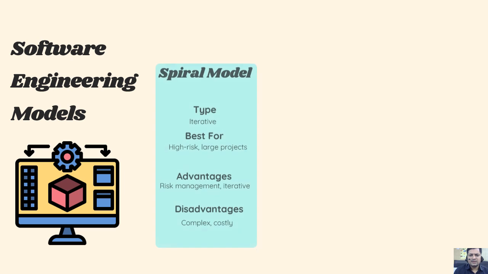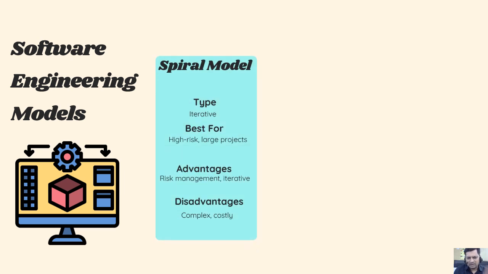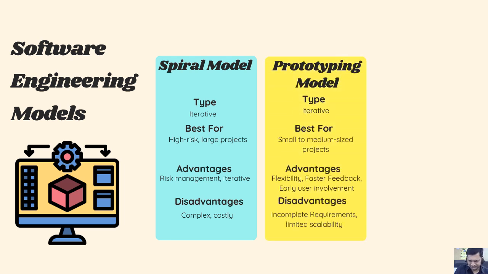In the next part, we are covering spiral model. It is a type of iterative model. It is best for high risk, large projects. Advantage in this, we have managing the risk over here. Risk management is very easy in this model. Disadvantage is it is complex, it is costly.